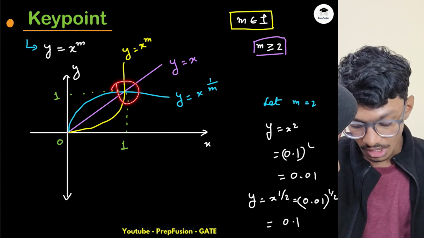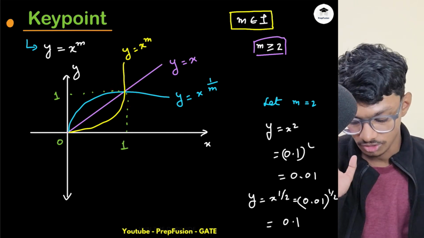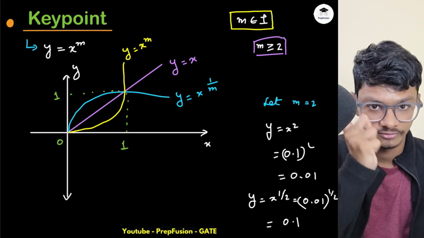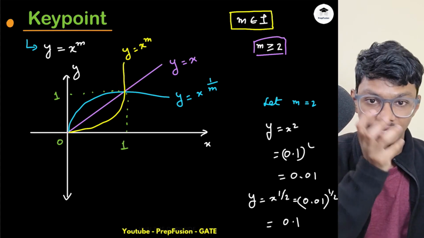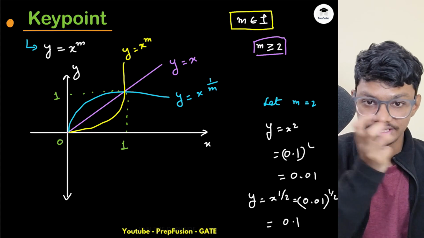But after 1, everything changes. After 1, what will happen? 2 squared will be 4, 4 squared will be 16. So obviously y is always greater than x.